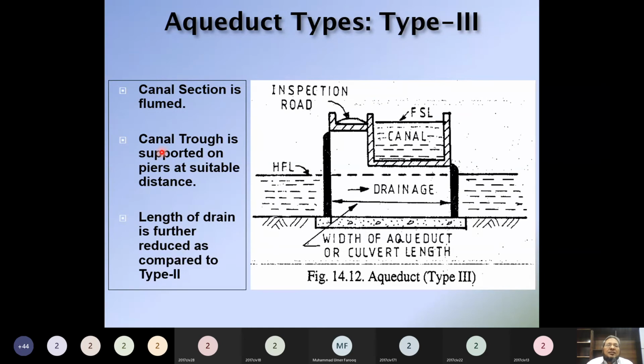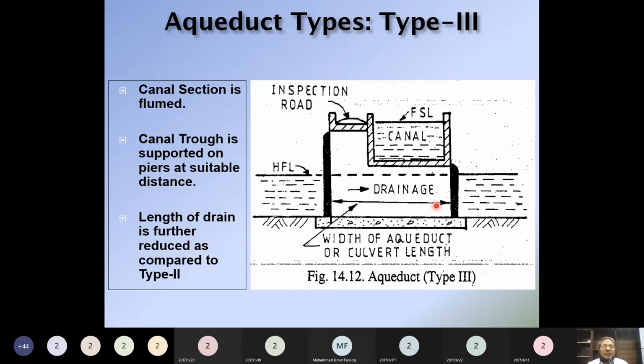aqueduct. अच्छा, पहली जो टाइप 1 और टाइप 2 में फ्लूमिंग नहीं की जा रही थी। Okay, so canal trough is supported on piers at suitable distance. अब इसमें एम्बैंकमेंट जो थे, अर्दन एम्बैंकमेंट, वो नहीं है। There are no earthen embankments which were occupying a lot of space on both sides. इसमें क्या है? जस्ट ट्रफ है कंक्रीट की, और जिसकी वजह से the length of the culvert is reduced considerably.